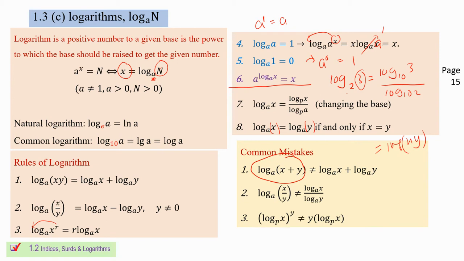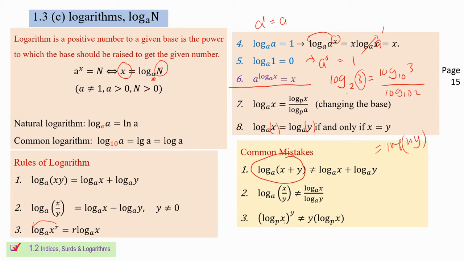And then the second common mistake always happens on the right hand side. When I have log a x divided by log a y, some of you are just thinking that log and log are the same, so you change it to become log a (x over y). You should know that log a (x over y) is actually defined as log a x minus log a y.